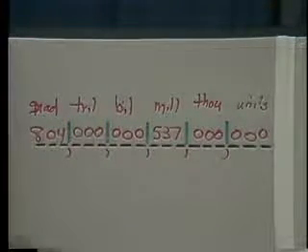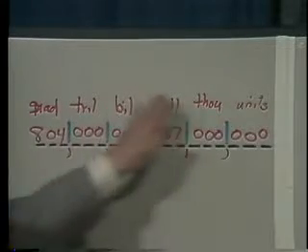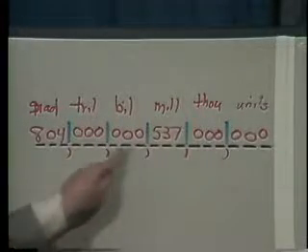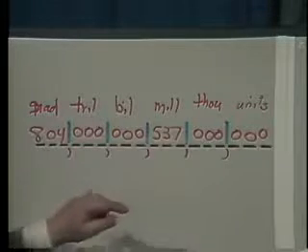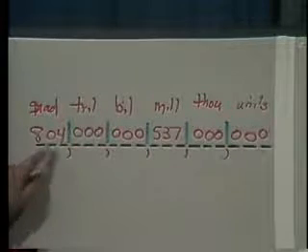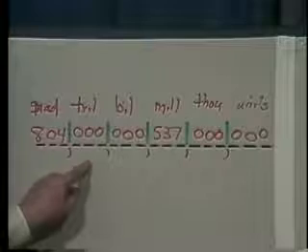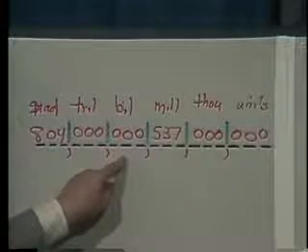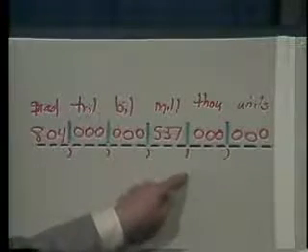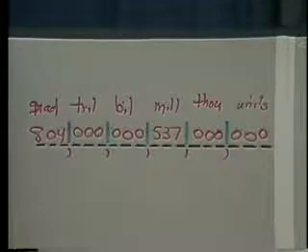And once I've done that, what can I now do? I can erase the nouns. I can erase the little dashes here. I can erase the vertical bars. And what do I have? 804, comma, 3 zeros, comma, 3 more zeros, comma, 537, comma, 3 zeros, comma, 3 more zeros.